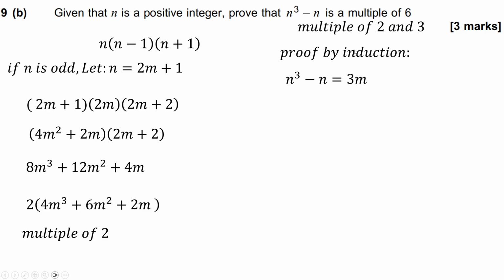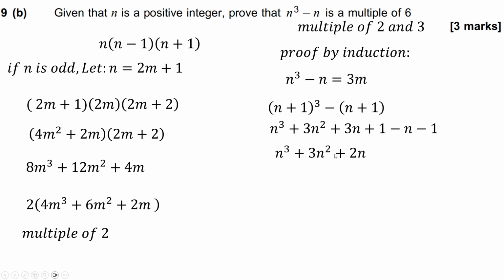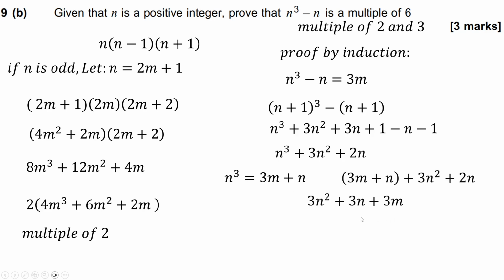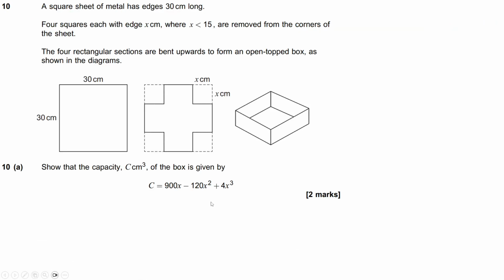This might not make much sense if you've not done proof by induction, so maybe just stick to the consecutive integers way that I explained last time. So checking n plus 1, you get this. Expand this very carefully and then simplify it to get this. Now, we can say that n cubed is 3m plus n, because that's what we've set up here. If I plug this in there, I'll get this, and then tidy up a bit to get this. Factor out a 3 from there, so it is a multiple of 3. It's a multiple of 3 and a multiple of 2, so it's a multiple of 6.